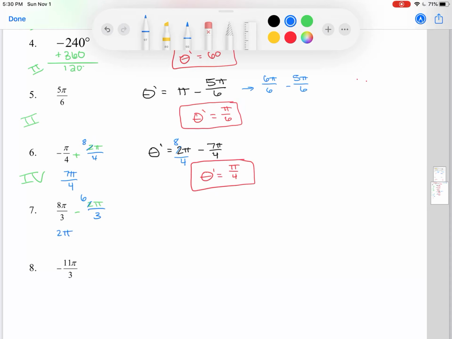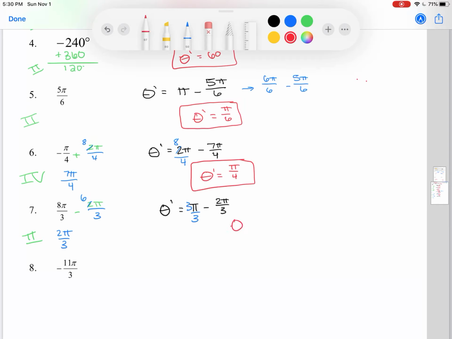And let's continue. 8 pi over 3 is more than one full rotation, so we have to subtract a rotation first. Get the same denominators, and that's going to give us 2 pi over 3 in the end. 2 pi over 3, again, is just shy of pi, so that's going to be in the second quadrant.